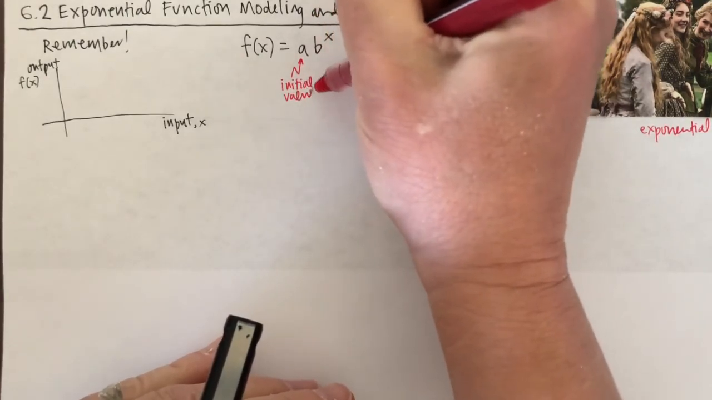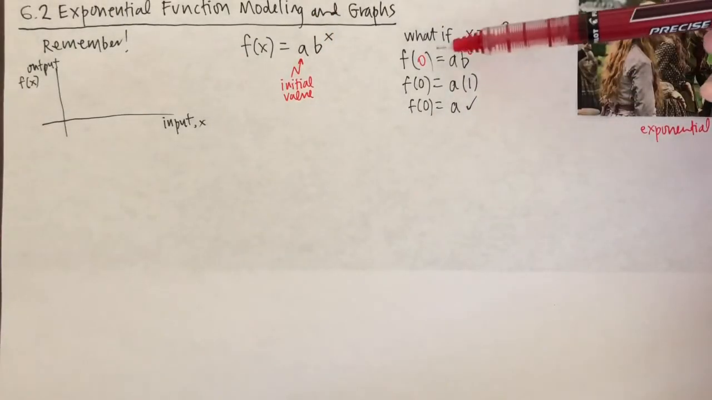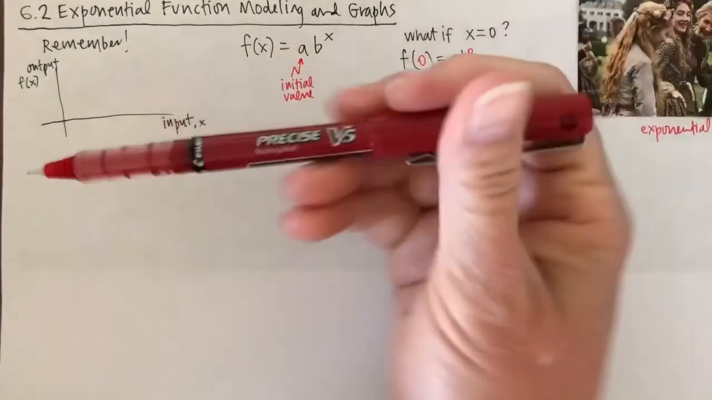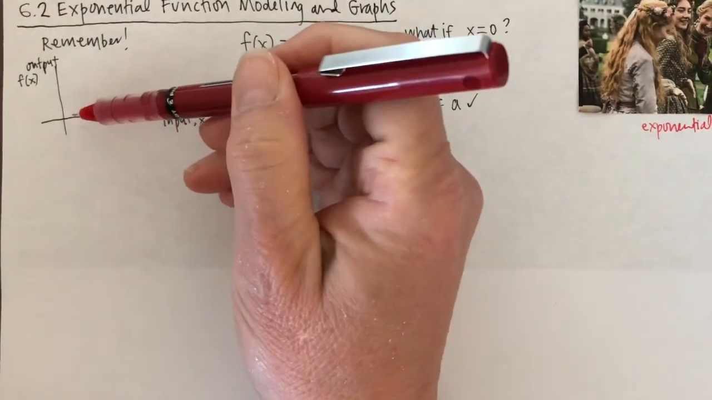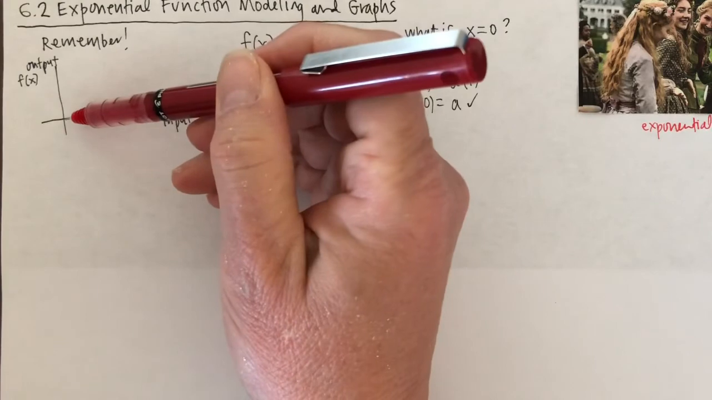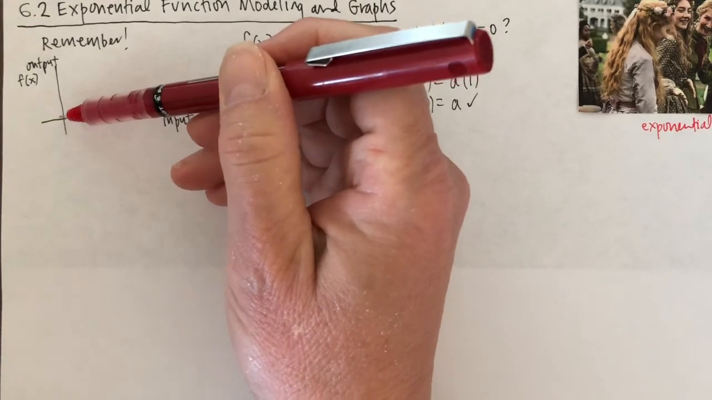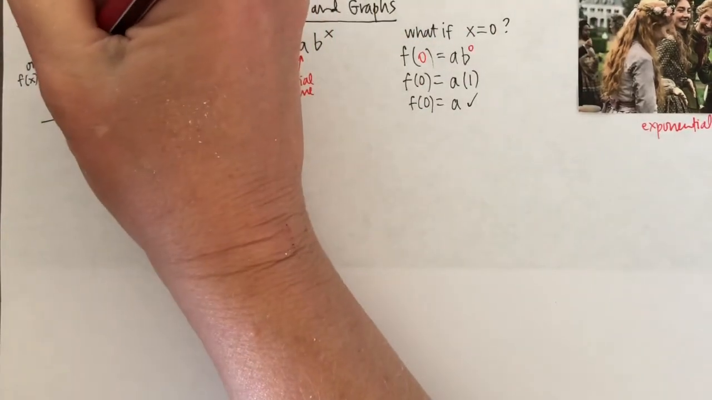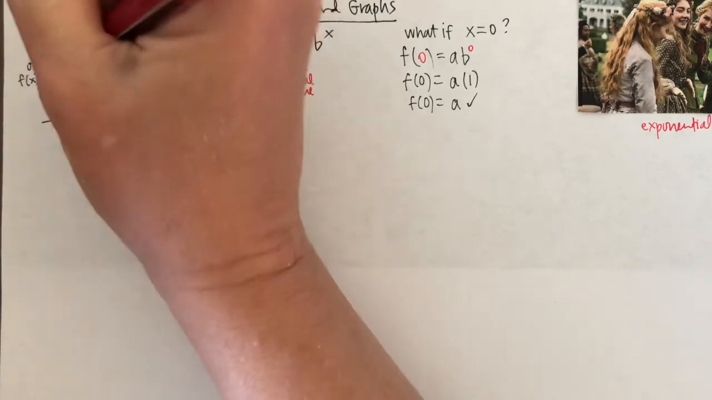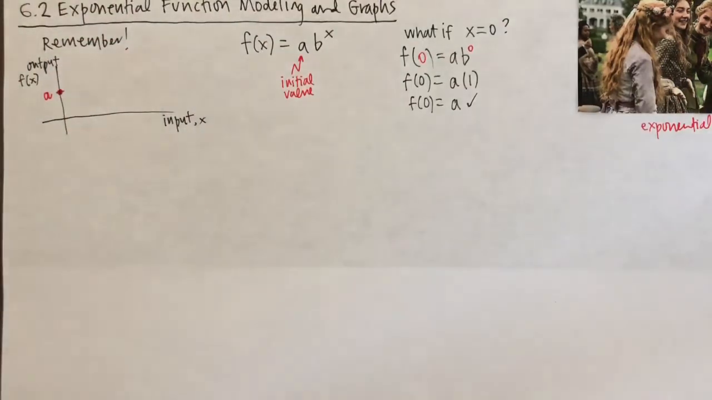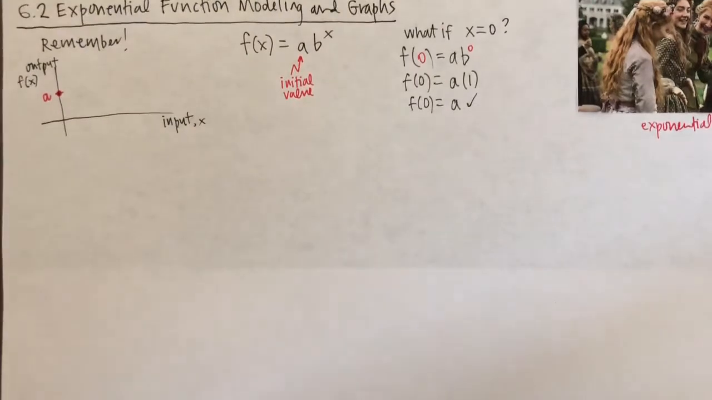But here we see algebraically why that's true: when your input is 0, which means we're not out here on the x-axis, we're right here at 0, then our output for the function is a. And so this is what it graphically looks like for a to be the initial value.